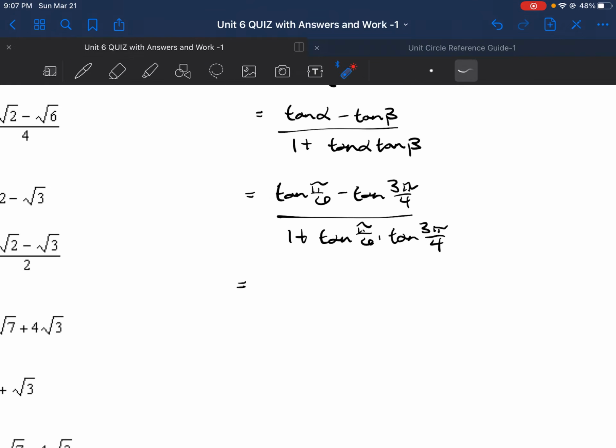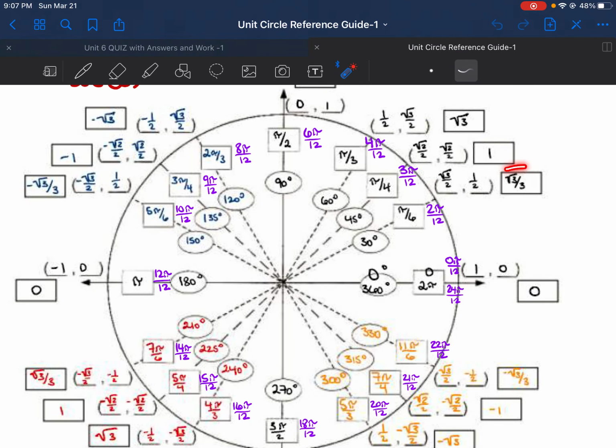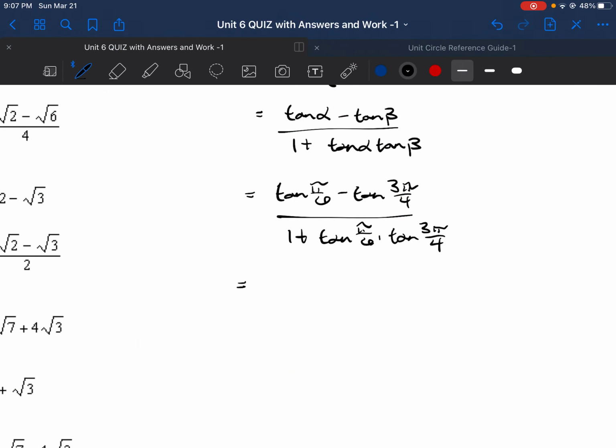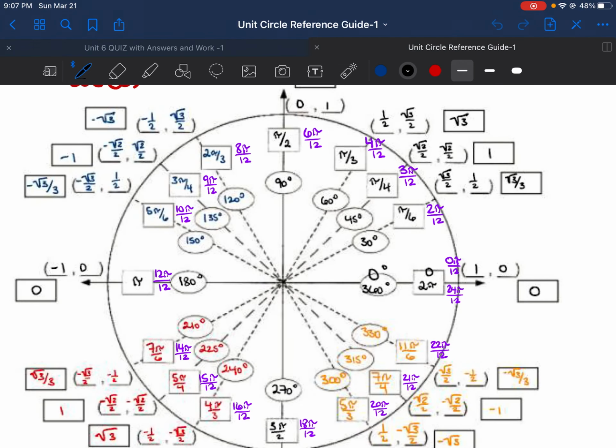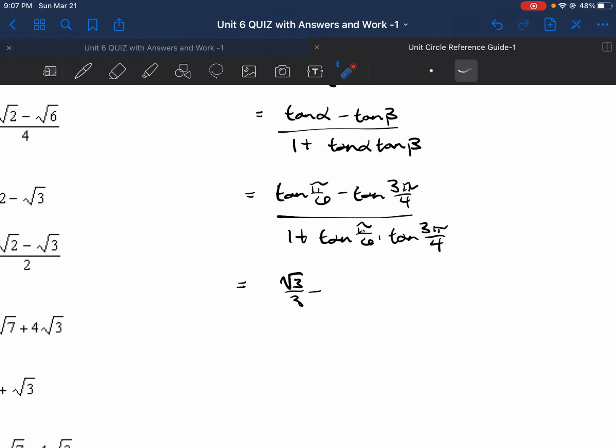Let's calculate the stuff here. Tangent of pi over 6 is square root of 3 over 3. Tangent of 3 pi over 4, there's 3 pi over 4, tangent's going to be negative 1. So minus negative 1. Get that double negative there, I don't want to forget that. Over 1 plus, but we already know tangent of pi over 6 is square root of 3 over 3 times negative 1.